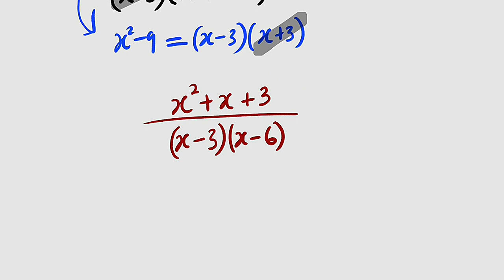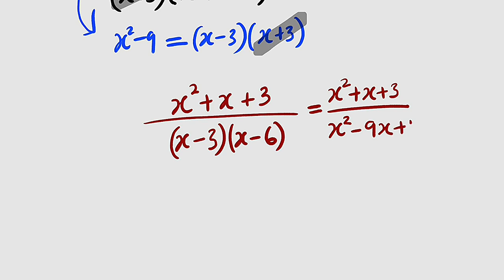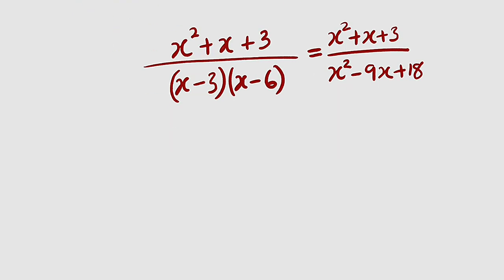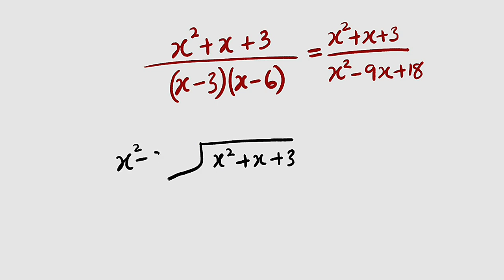So we can also reduce this using long division. This is equal to x squared plus x plus 3, and if you expand this, you're going to obtain x squared minus 9x plus 18. So this is what we need to divide. Let me bring it aside. To divide this function by long division, our dividend, which is inside, is the numerator, x squared plus x plus 3, and the divisor is outside. We have x squared minus 9x plus 18.